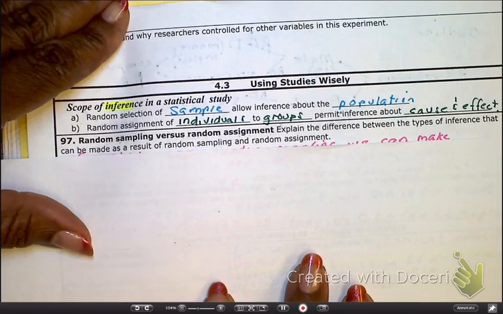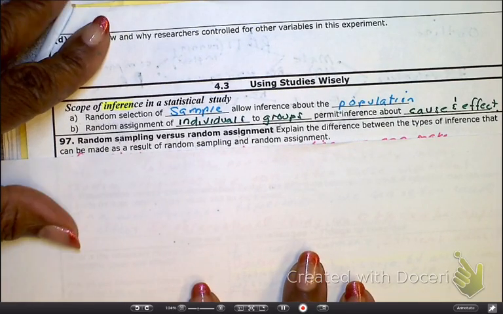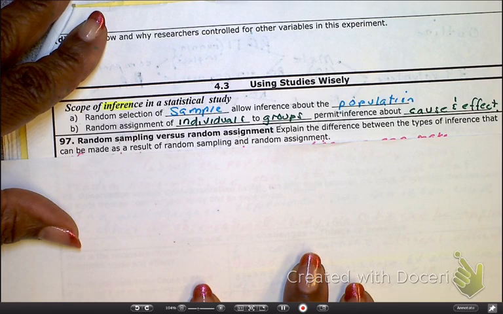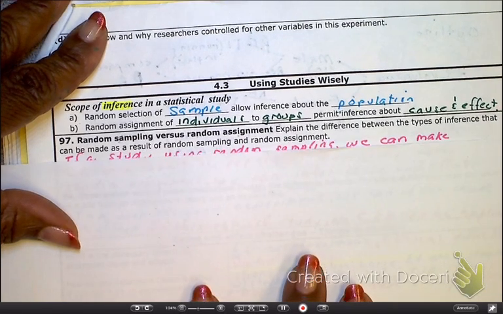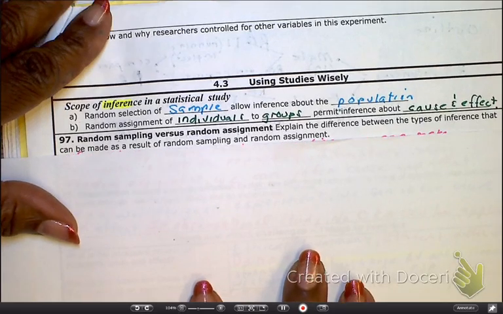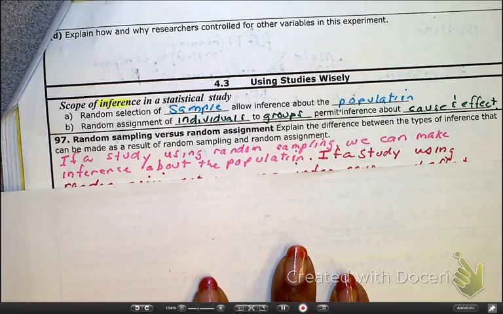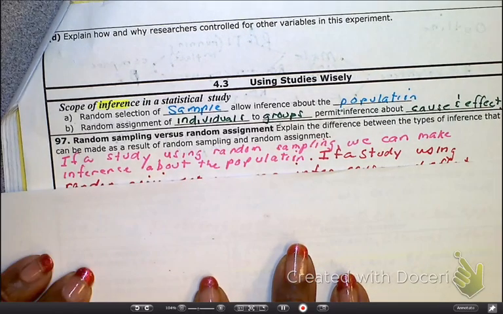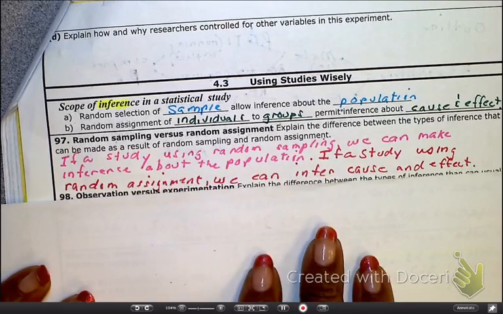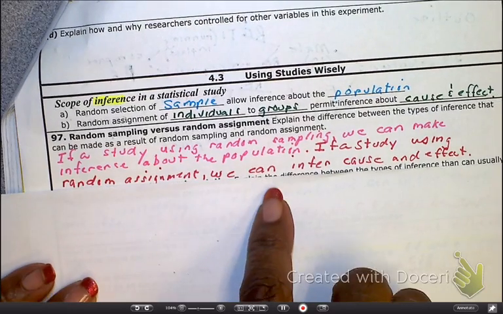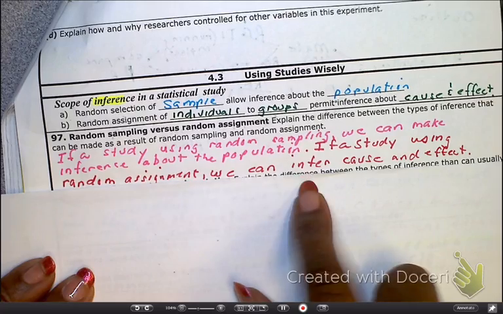Now I want to look at number 97. So take a minute and read it. So I want to know what the difference is between inference that can be done from a random sample versus random assignment. Okay, so in a study, remember, we have random sampling and you can infer things about the population. But in random assignment, we can infer cause and effect.